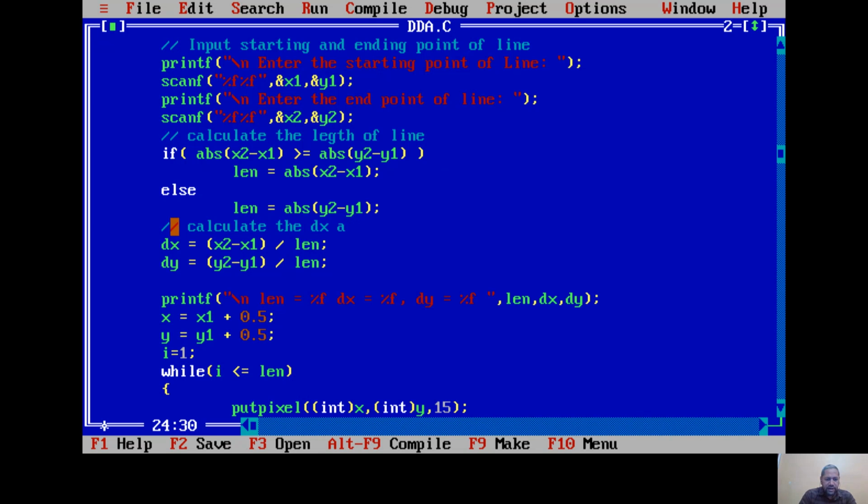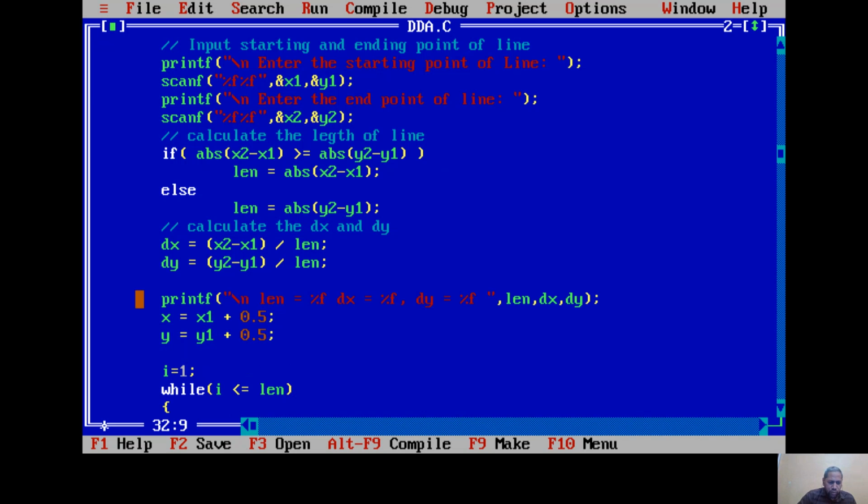calculate the dx and dy. So we calculate the delta x and delta y. What is the formula? dx is equal to x2 minus x1 divided by length, and dy is equal to y2 minus y1 upon length. Okay, now after that directly our for loop or while loop starts.